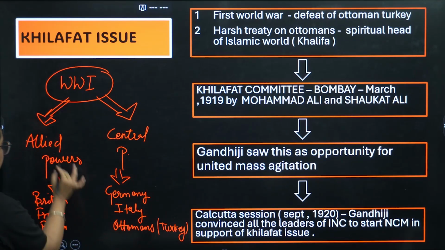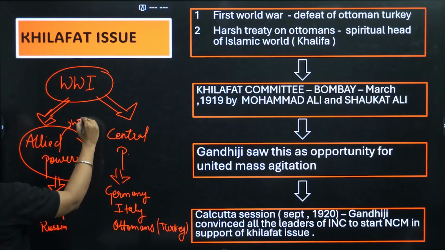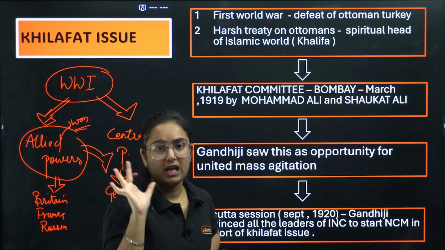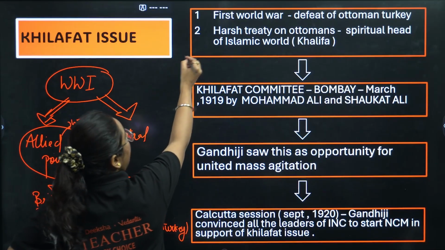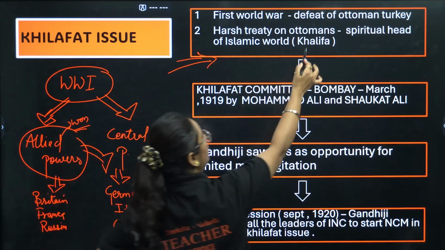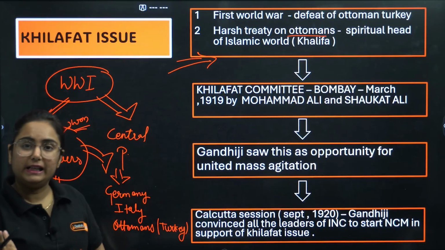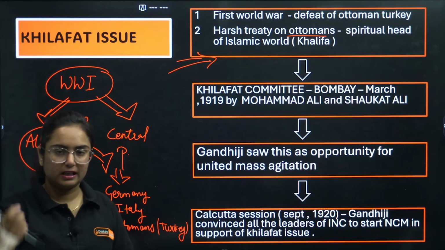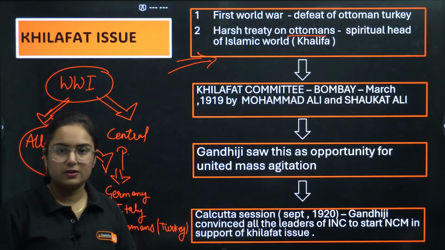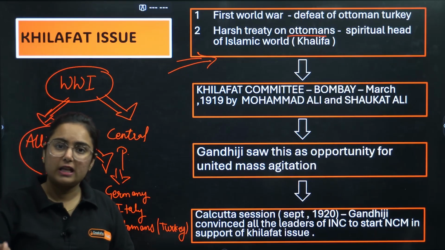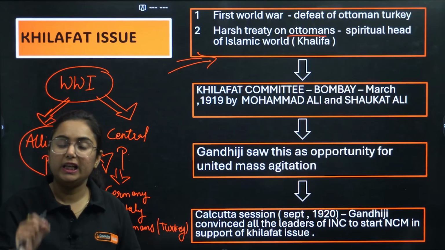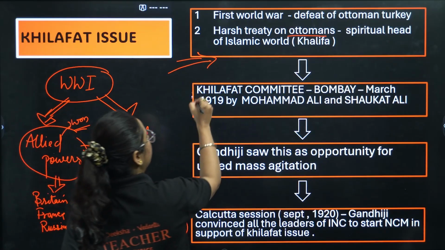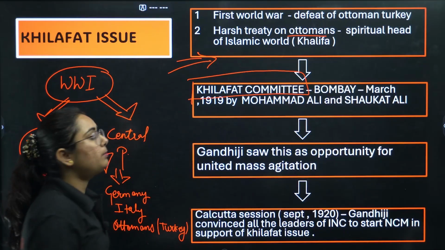Get my point? The Allied powers won the First World War and imposed several treaties on the Central powers. As a result, a harsh treaty was applied on the Ottoman Empire, due to which their spiritual leader, the Khalifa, lost all his territorial rights from that region. Muslims, in Islamic culture, have a spiritual leader who is referred to as the Khalifa. When he lost that, the entire Muslim community throughout the world was very infuriated with the Britishers. They were very unhappy about this incident, as a result of which, in India, the Muslims retaliated by forming a committee.